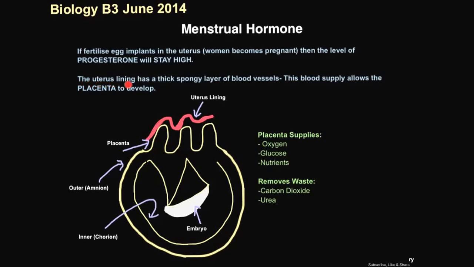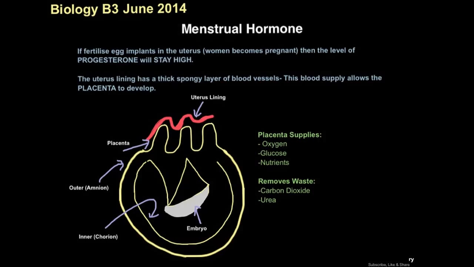The uterus lining has a thick, spongy layer of blood vessels. The blood supply allows the placenta to develop. Here's the placenta. The placenta supplies oxygen, glucose and nutrients, and it removes things like urea and carbon dioxide. Levels of progesterone stay high just to maintain the lining of the uterus during pregnancy. The uterus lining has a thick, spongy layer, like we just mentioned.